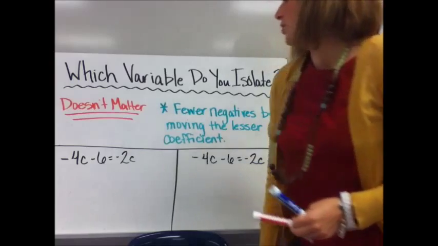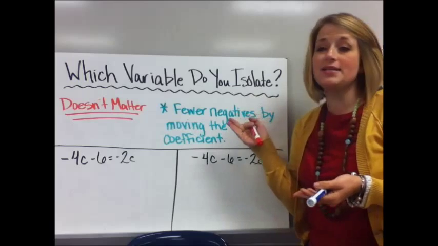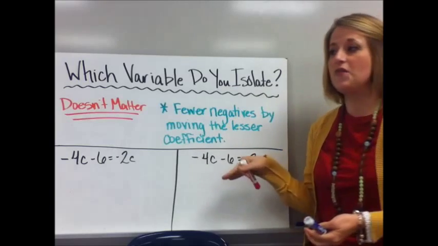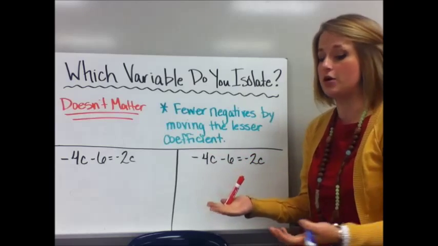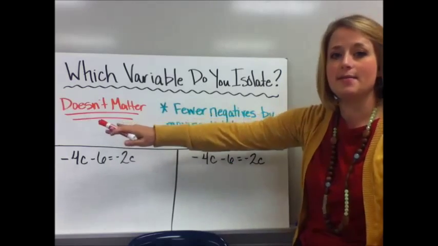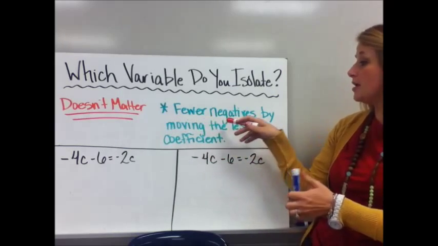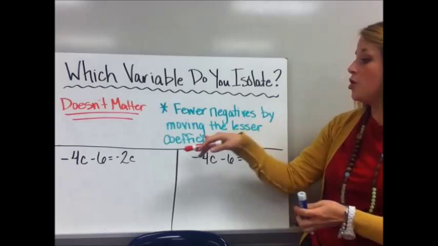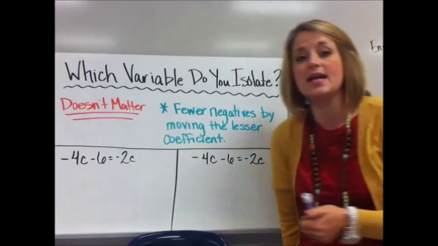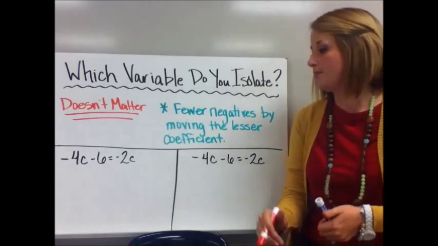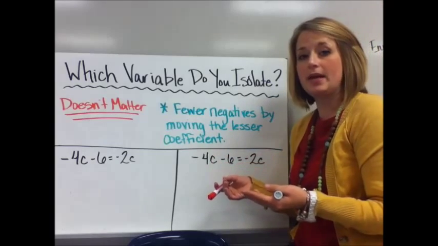A common question with students when they're dealing with equations that have variables on both sides is, which variable is it that I isolate? Which one should I do? If you think about our previous example, should you have moved the 4m or should you have moved the 6m first? The answer is, it doesn't matter. But a tip for you, fewer negatives will happen by moving the lesser coefficient. Think about what we mean by coefficient. It's that number being multiplied by the variable. And so if you move the lesser coefficient, it makes things a little bit easier.